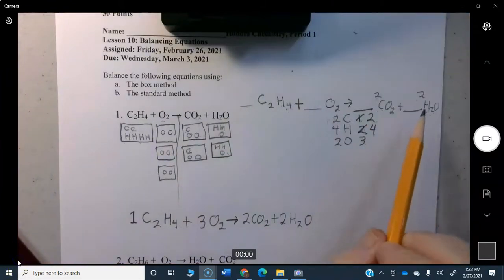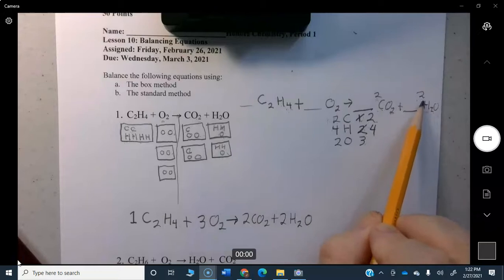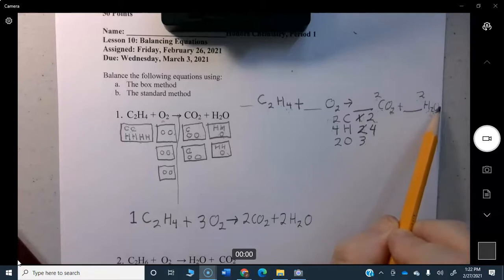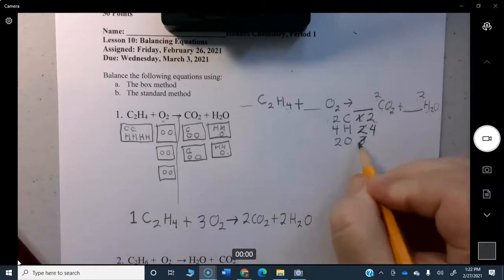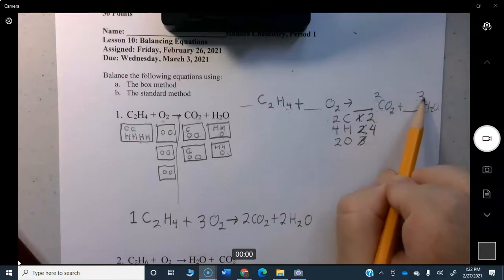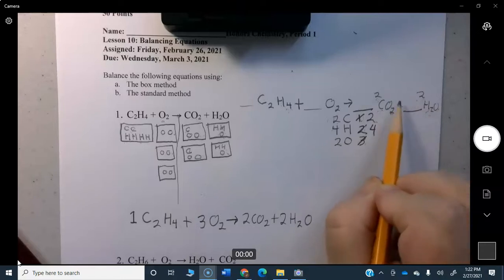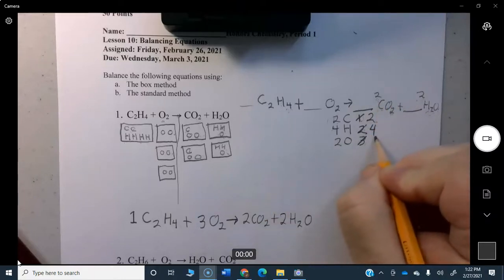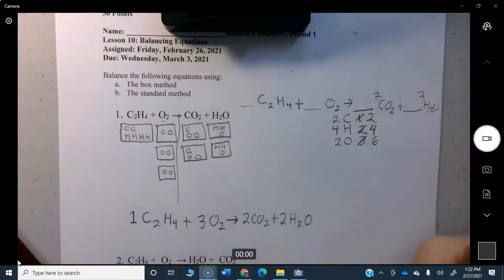And at the same time I put the 2 there for hydrogen to make that 4, I also double the number of oxygens there. So the 2 is distributed to every element in that compound. So I'm going to change this. Now be careful. There's 4 oxygen here, 2 times 2 is 4, and there's 2 oxygen there, 2 times 1 is 2. So 4 plus 2 is going to give you 6. So I now have 6 oxygen.